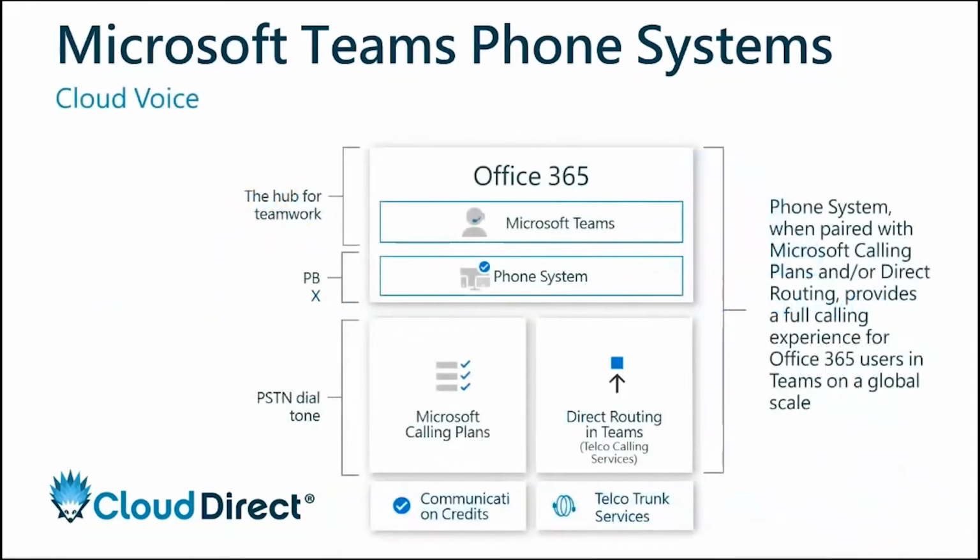So I've got a bit of a diagram here just to show how that works. Office 365 is obviously your core environment. You've already got Microsoft Teams as part of your 365 business licenses or your enterprise licenses. You've then got the phone system component, which can then be bolted on. And then you have the two options in regards to calling, which is either the calling plans with communications credits or the direct routing option, and then your own service from a BT or a Gamma or any other telco provider.